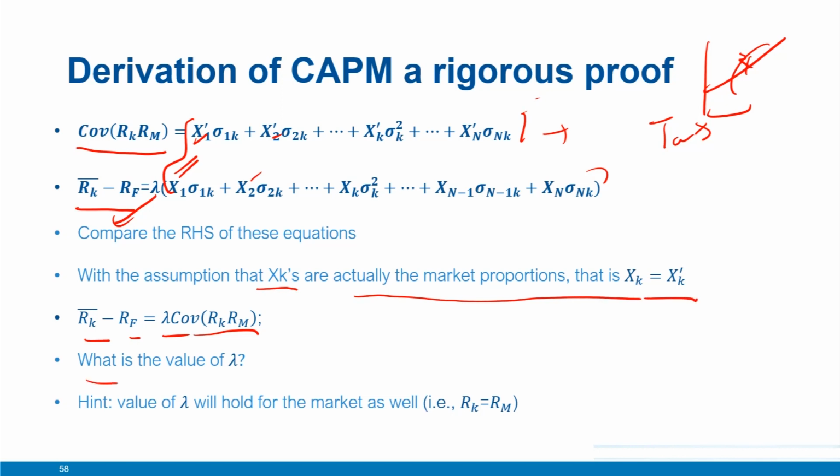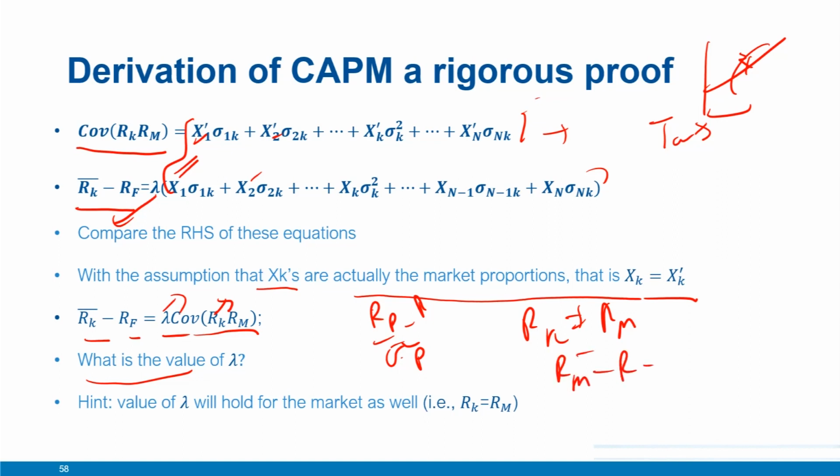Now here, how do I identify the value of this lambda constant? It's pretty simple. Recall it was rp minus rf upon sigma square p. But even if you do not recall, all I need to do is consider rk as the same as rm, let's say, the market portfolio. In that case, if rk equals rm, then rm bar minus rf equals lambda times covariance of rm with itself, which is nothing but variance of rm.